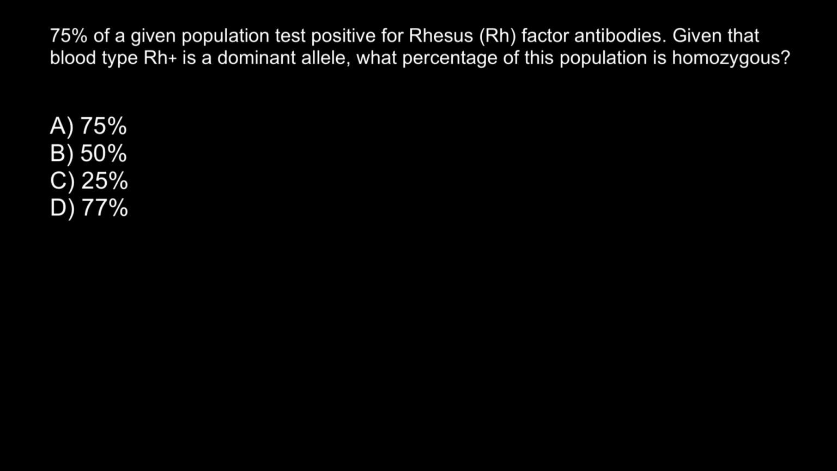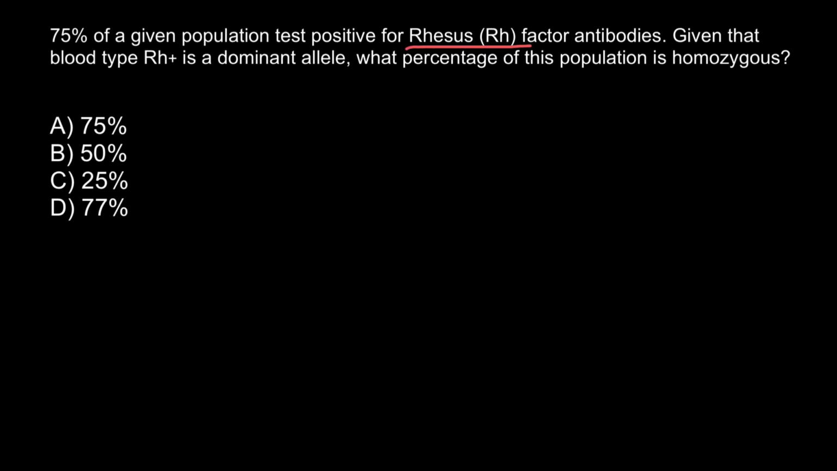Hello and welcome to Nikolai's genetics lessons, and today's problem is: 75% of the given population test positive for the Rh factor antibodies. Given that the blood type Rh positive is a dominant allele, what percentage of this population is homozygous? And here is the variance of the answers.